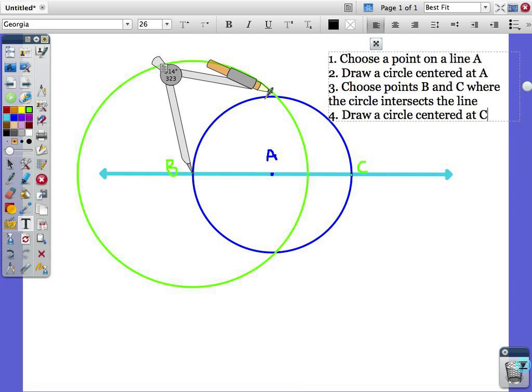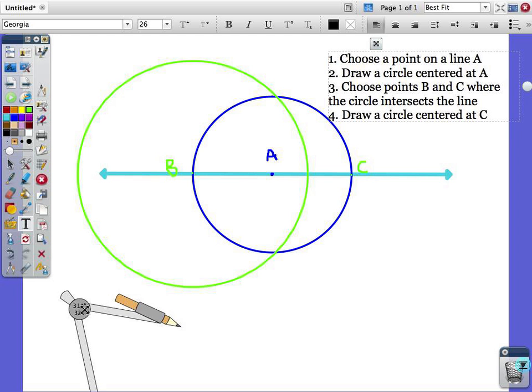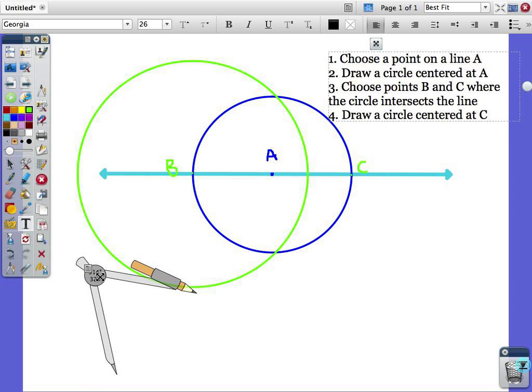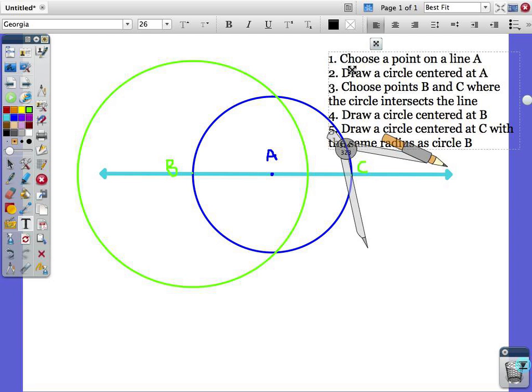The first one was given point A. Now, what's the radius of it? It doesn't matter. Oops, I drew it centered at B instead of C. All right, so I drew a circle centered at B. Now what? You need to draw a circle centered at C with the same radius as circle B. That is important.